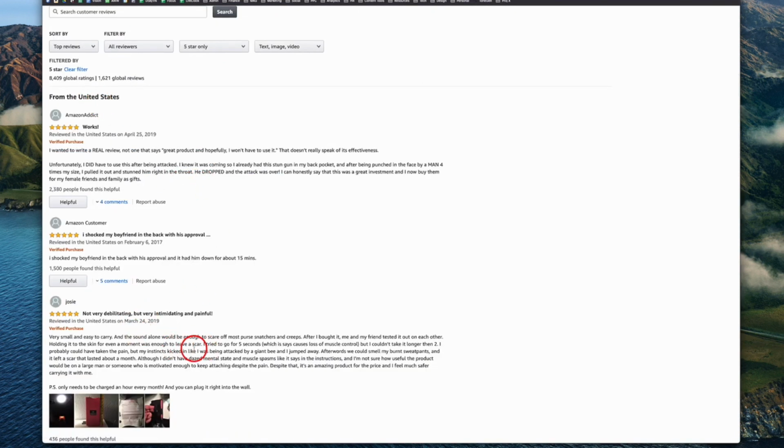Okay, so you're hearing, "look, the sound alone would be enough to scare off most purse snatchers and creeps." So "purse snatchers and creeps" is how a woman is explaining what she's trying to defend against. Do you understand what I'm saying? I'm not looking for anything about the taser in here. I'm looking at how they're describing their problem, why they're buying a taser. Do you understand? Look, "I knew it was coming, so I already had this stun gun in my back pocket, after being punched in the face by a man 4 times my size."